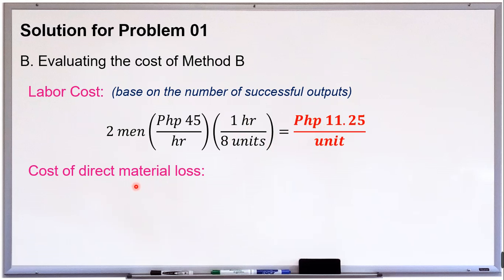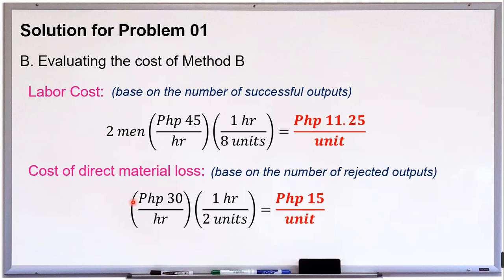For the cost of direct material loss, this is based on the number of rejected outputs. Same with method A, the rate is 30 per hour, and from the problem, the number of rejected units for method B is 2 units in 1 hour. So we have 15 pesos per unit for our direct material loss. Therefore, the total cost of method B is equal to 26.25 pesos per unit.